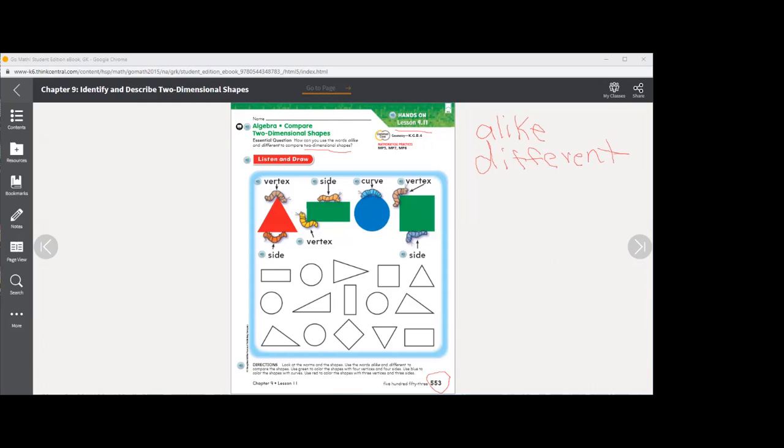So we're gonna look at all these shapes, the triangle, the circle, and the square. And we're gonna see what these shapes have that is the same, that is alike, and what is different about each one, okay? So that's what we're gonna do today, use those words, alike and different. Alike means they're the same. That's the same about those two shapes, okay?